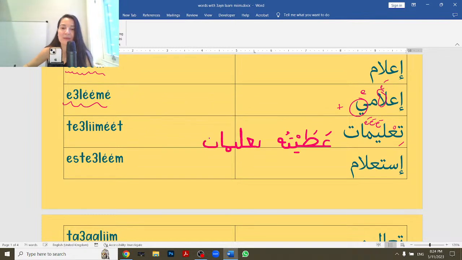تعليمات. So notice how every single word here has the ayn, lam, and mim. Okay, so I gave him instructions, عطيته تعليمات. And if you say it to a girl, you don't say عطيته, you say عطيته or عطيته. You can use both. You can pronounce it in two different ways. Okay, so إعلام, إعلامية, تعليمات.